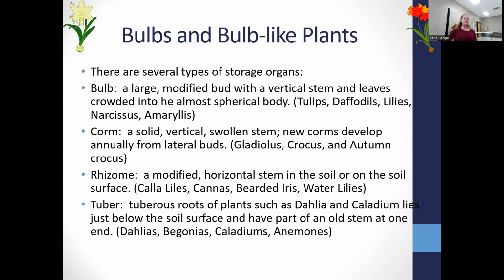A rhizome is a modified horizontal stem, and it is in the soil or right on the soil surface. So calla lilies, cannas, bearded iris, and water lilies will have rhizomes. And then we have tubers and tuberous roots such as dahlia and caladium, and they are going to lie just below the soil surface. They don't like to be deeply covered. So if you plant dahlias or caladium too deeply, they're either going to rot and die, or they're just going to be sickly. They're not going to flower as well. So try not to plant them too deeply at all.